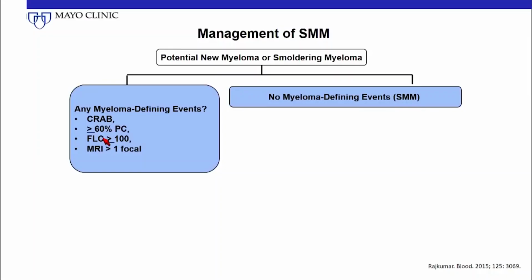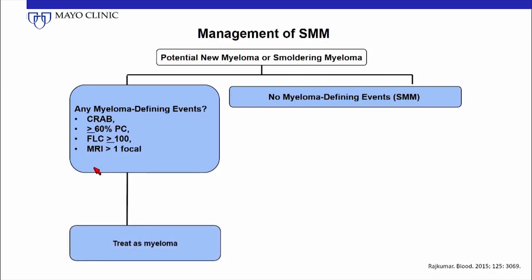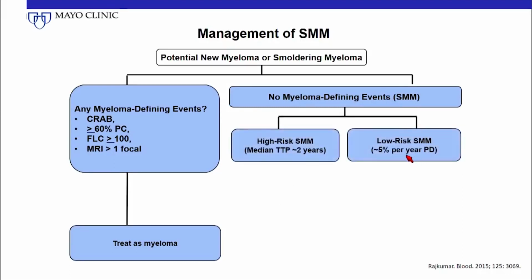If the patient has CRAB features or one of the other myeloma defining events, we are going to label them as having myeloma and treat them. If they have no myeloma defining events, they are considered as smoldering myeloma. And if the patient is low risk, that means absence of all the high risk features that I listed, then everyone is comfortable with just observation. We just watch them every 3 to 4 months.